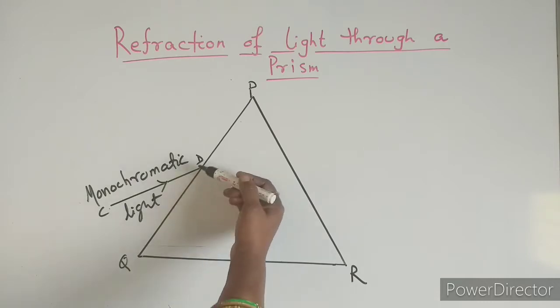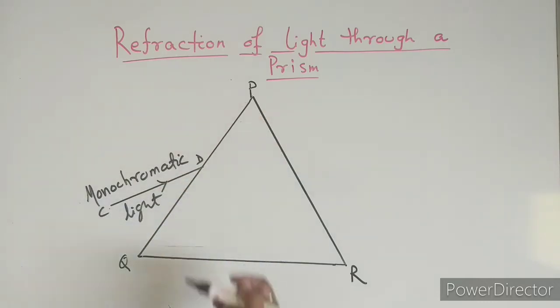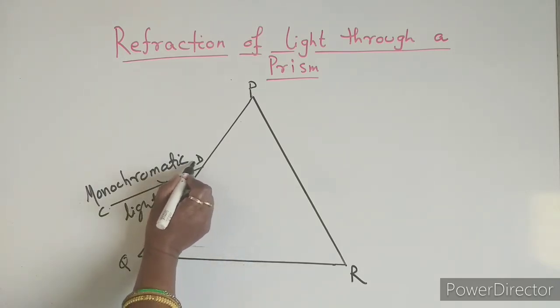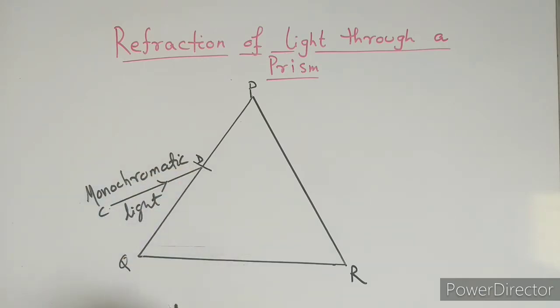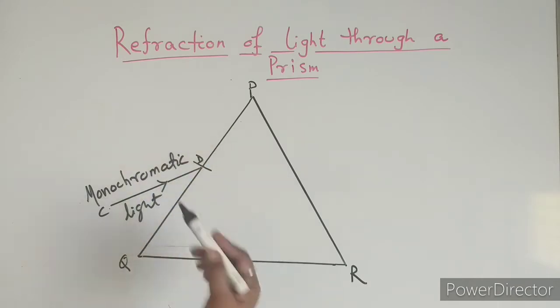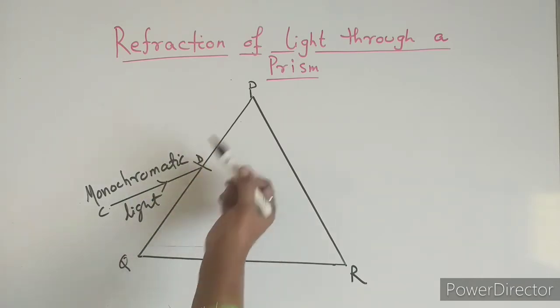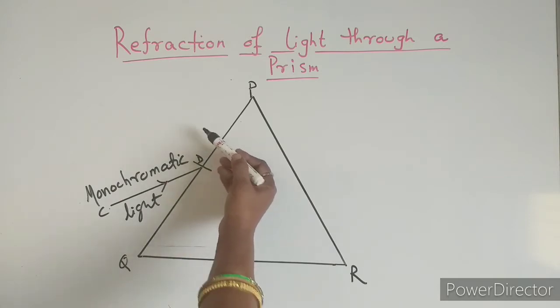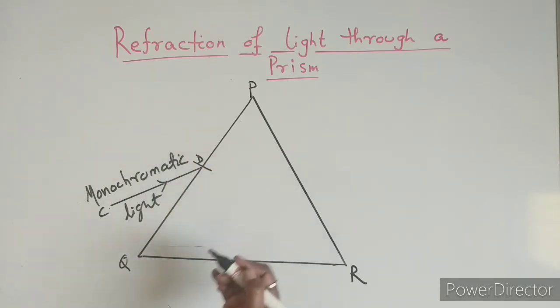Because when it strikes the refracting surface, dispersion will take place, and deviation will be there. That is why it is not taken. Now here there will be a perpendicular as usual. This is the rarer medium, this is the denser medium, and when light goes from rarer to denser, it deviates towards the normal.